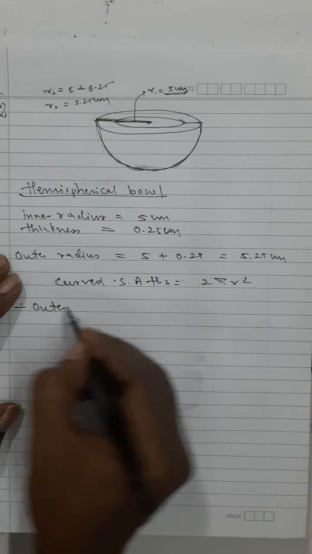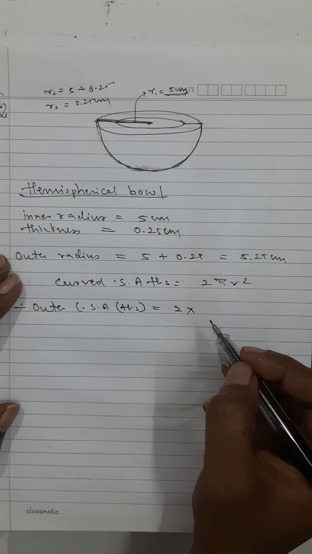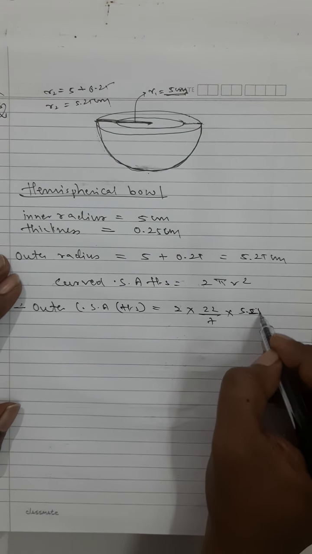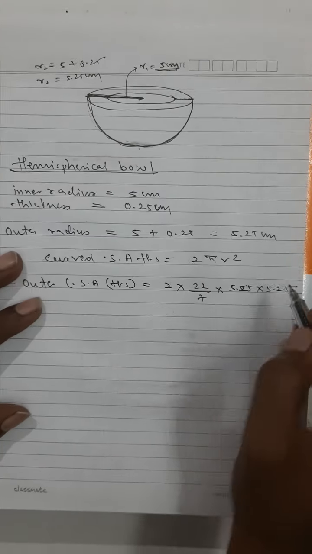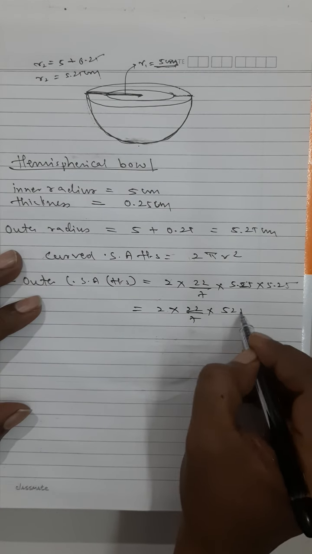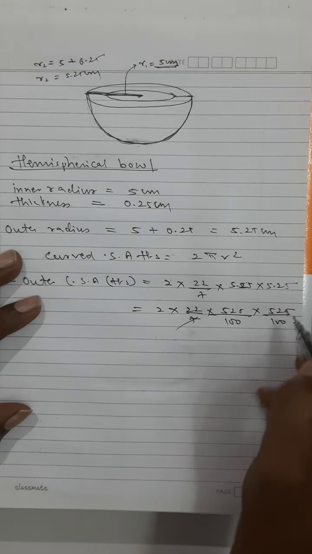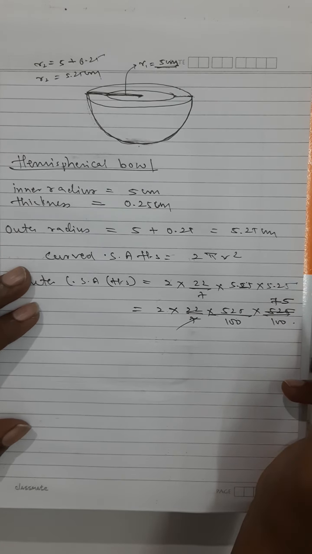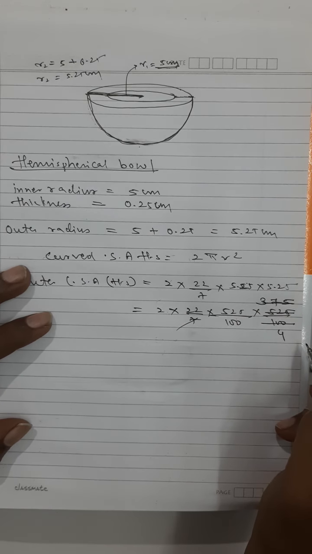Therefore, outer curved surface area of hemisphere will be 2 into pi, that's all, 22 upon 7 into r, which is going to be 5.25 into 5.25. This will give you 2 into 22 upon 7 into 525 into 525. To remove these 2 zeros, 7 times 7 is 49, 50, 51, 52. 7 fives are 35, 7 threes are 21, 25.